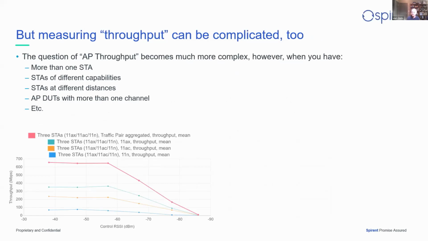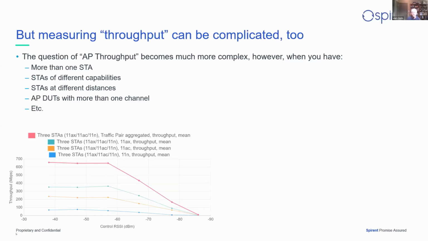As I said, we kind of took the easy path and said, well, what if we have an access point and a single station? But in reality, and what people really are interested in testing, is what happens in a more realistic scenario where, for example, you have more than one station connected to an access point. And not only more than one station, what about more than one station and those stations are different, right? Maybe they're a modern 11AX station and then you've got a much older 11N station. What about when some of the stations are close and some of the stations are far? And what about when your device under test, your access point, has more than one channel that it can use? What does that look like?